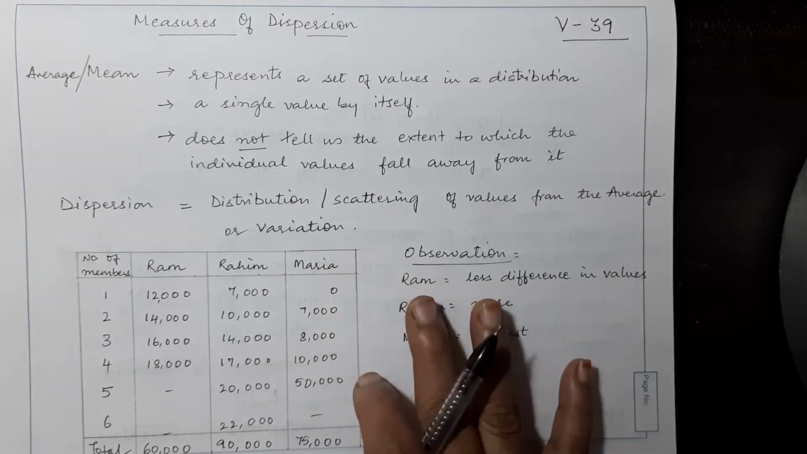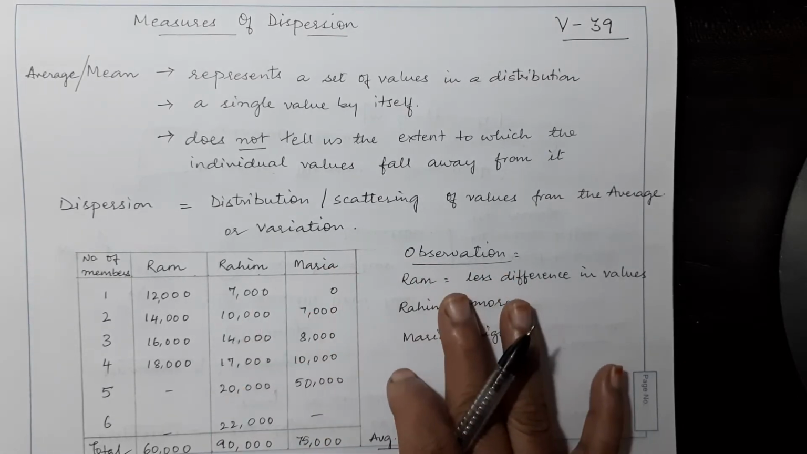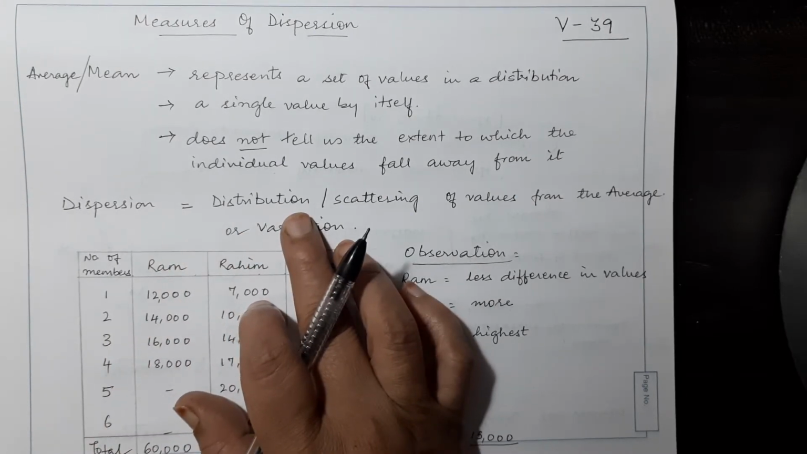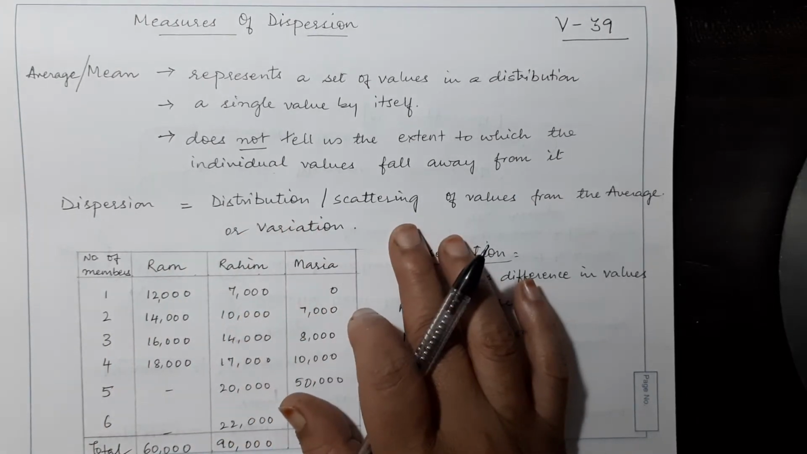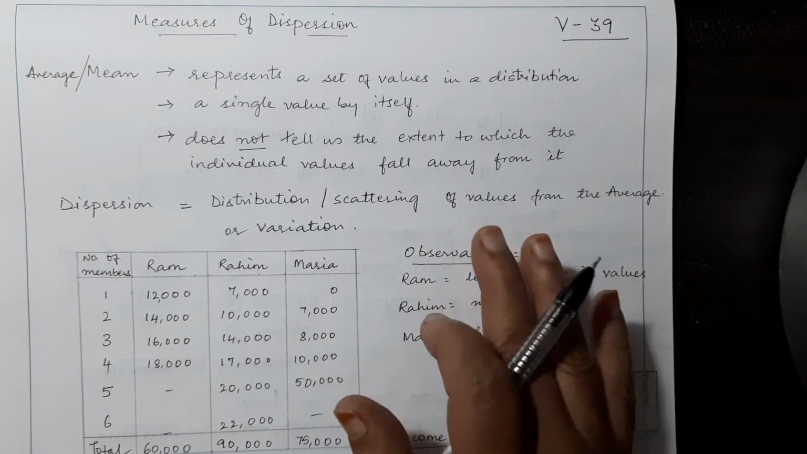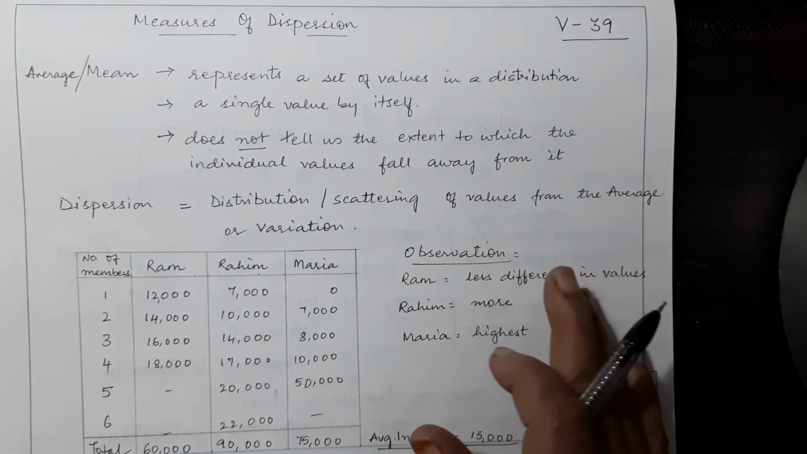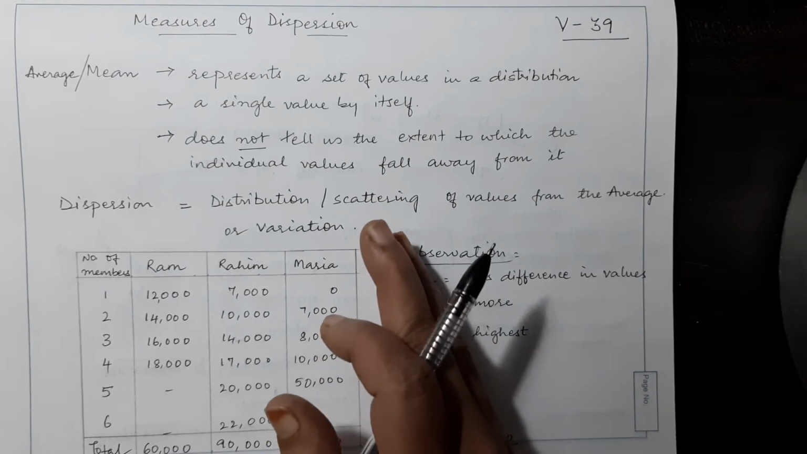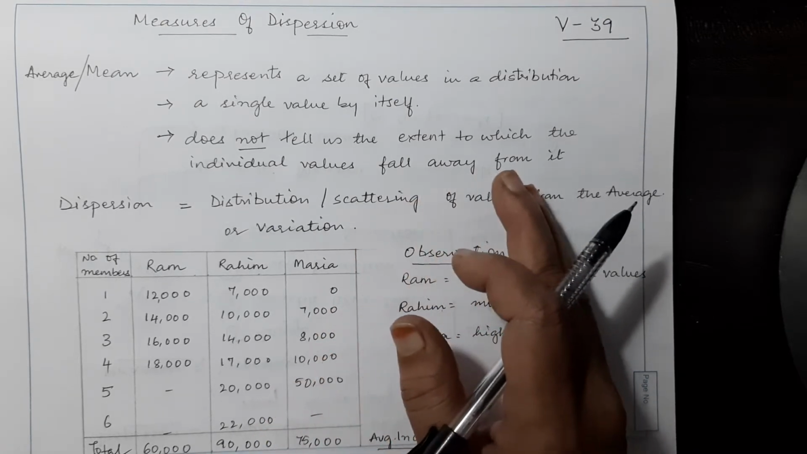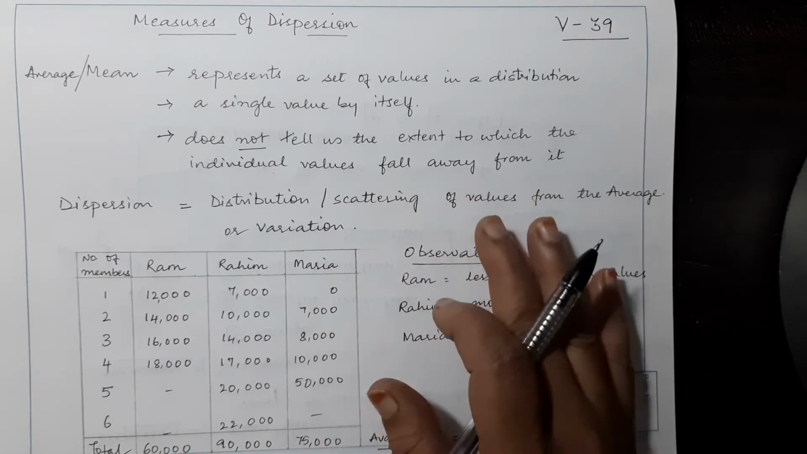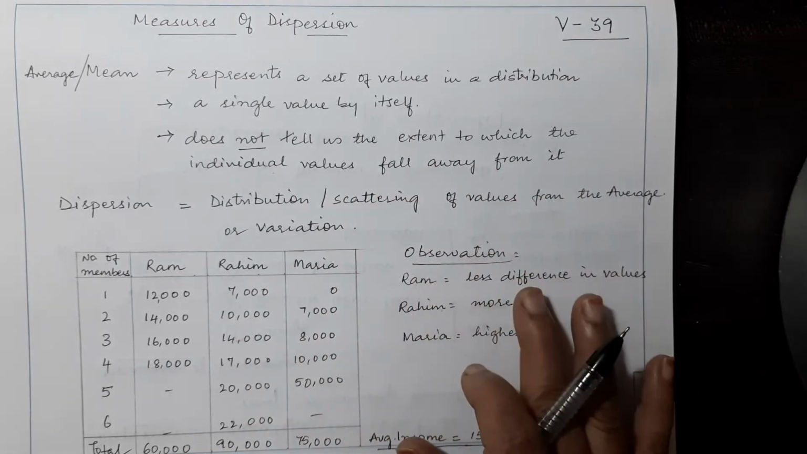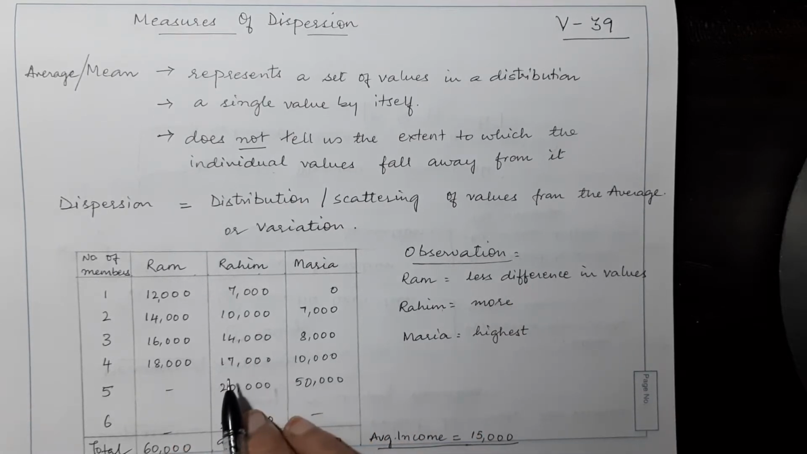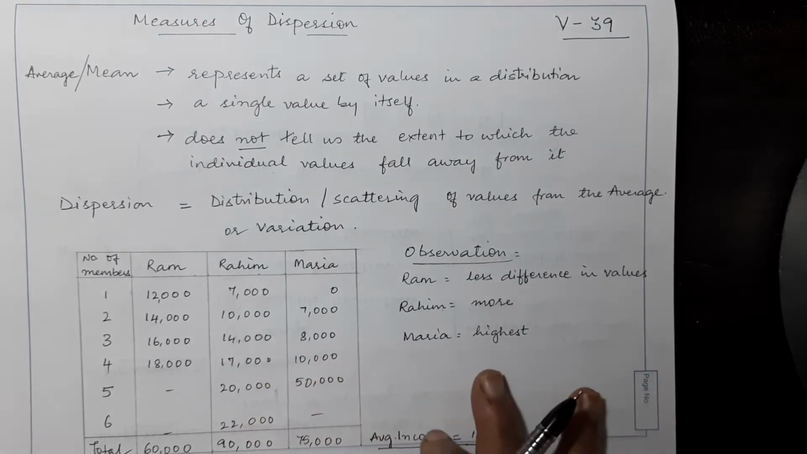Now dispersion talks of the spread of values. Dispersion, what does it mean? It means distribution. It means scattering of values from the average, or we can call it variation. From the average value, how far the other values are placed or dispersed. Let's understand this better with the help of an example. This example is taken from the NCERT textbook.